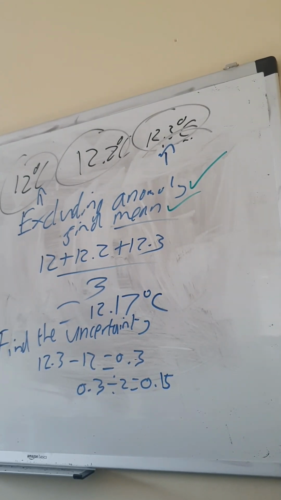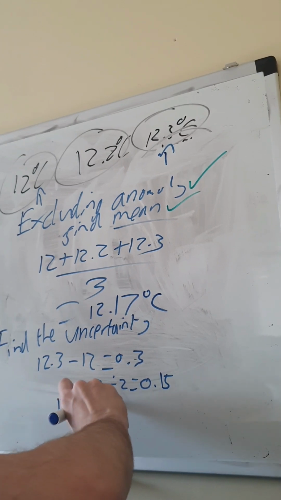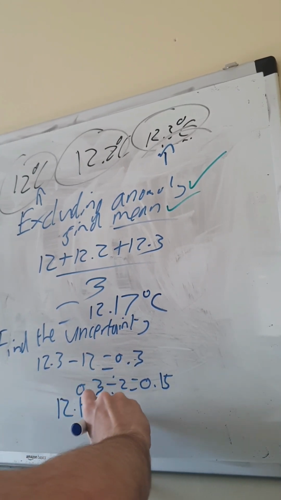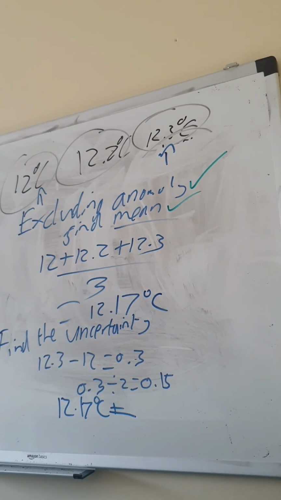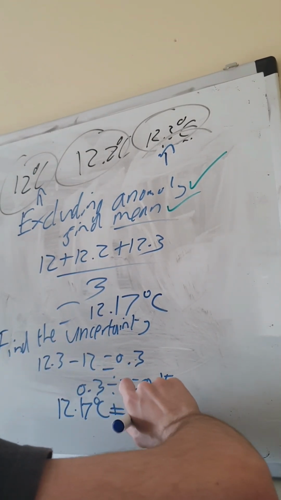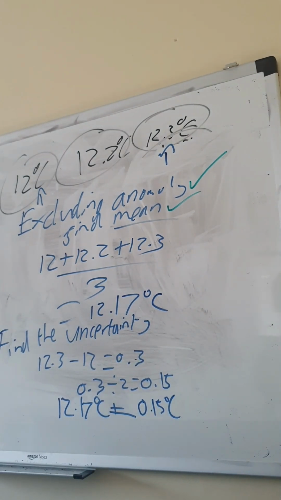So, we do a very fancy symbol. We do 12.17 degrees Celsius is our mean, plus minus, so that is literally just a plus on top of a minus, 0.15 degrees Celsius. And that is the answer. And that could be 4 marks.